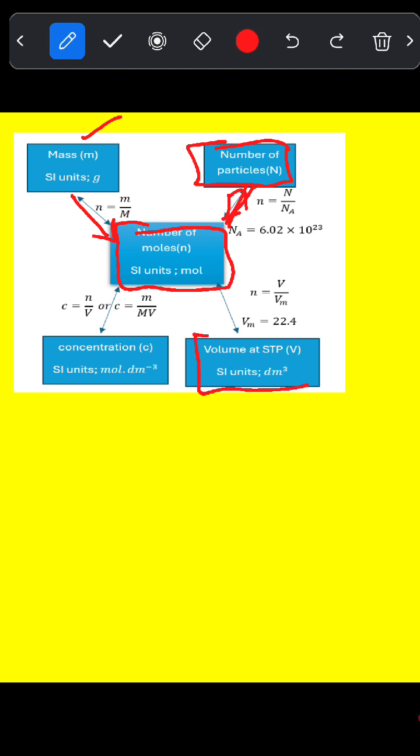Volume at STP: if you want to calculate volume at STP, you must have a number of moles. Or if you are given volume at STP, go and calculate number of moles if you want to go anywhere. So number of moles act as transport. If you're given a transport to move from one substance to another, you go via number of moles. So if you are given concentration, you still do the same.